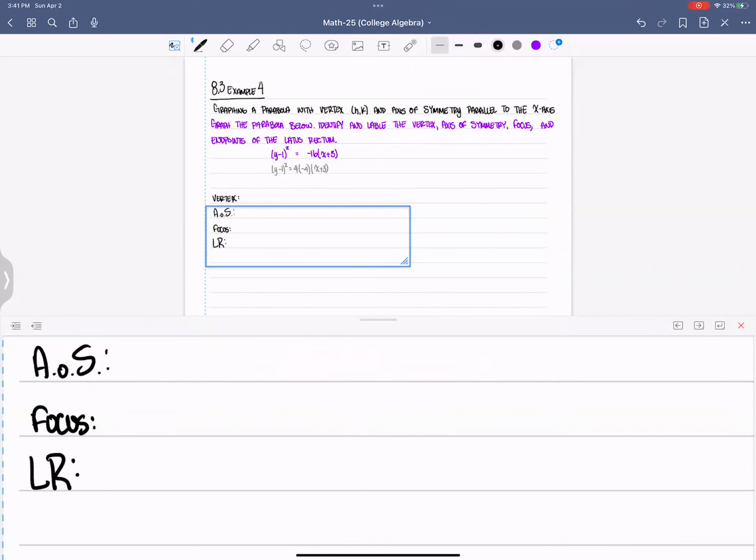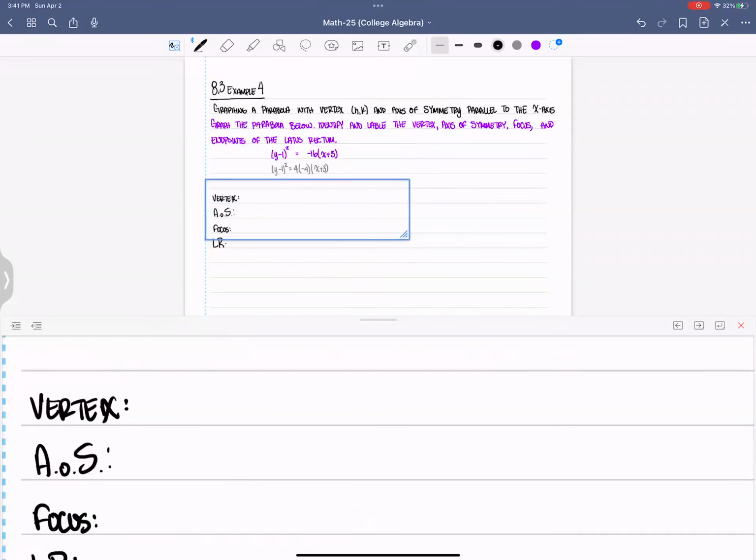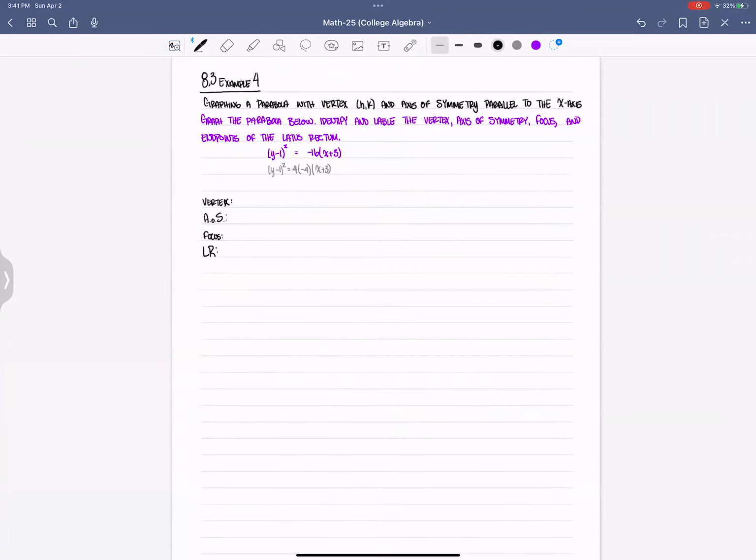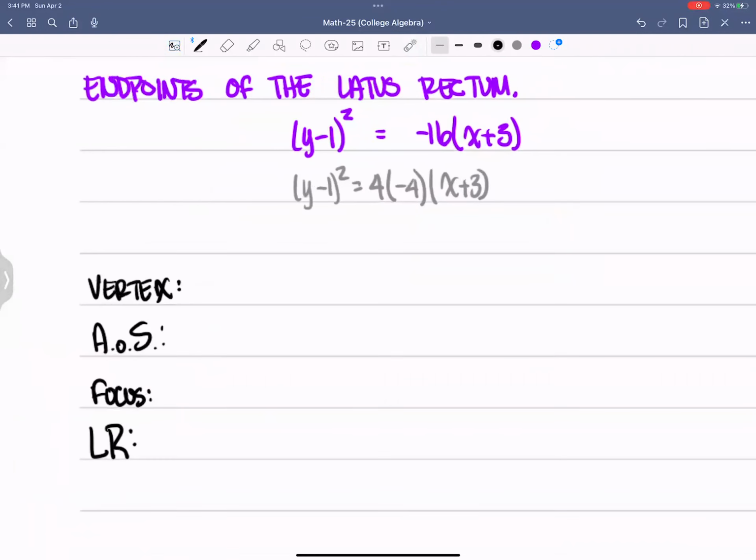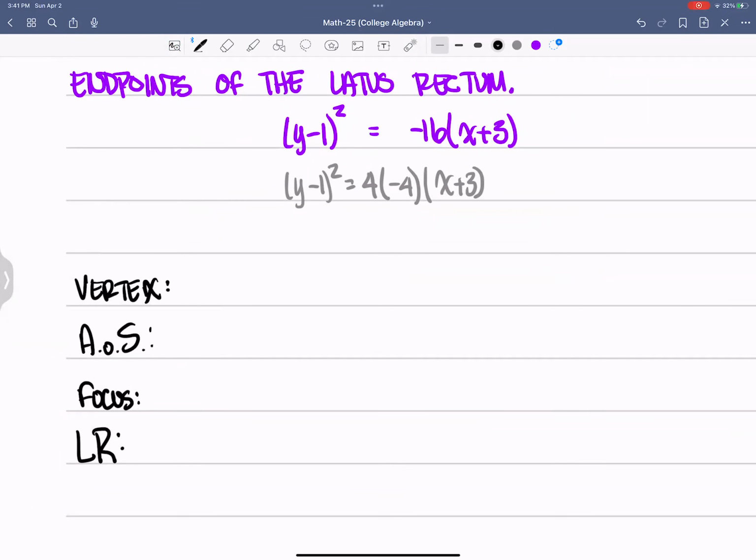All right, so the vertex is going to come from h and k. Remember, h is attached to our x, k is attached to our y. So we take the opposite of h and the opposite of k in this case. X here, so that's going to be negative 3. K is attached to our y, so positive 1.